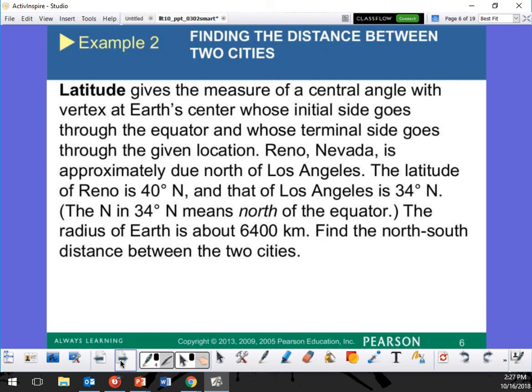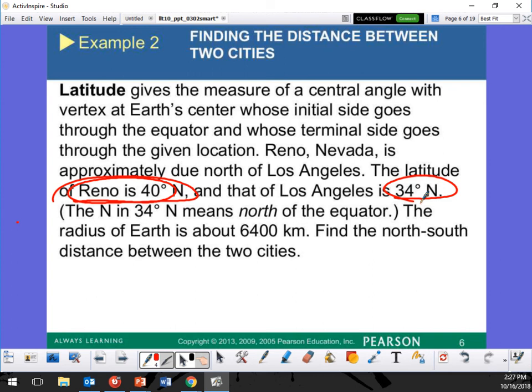Okay, so now let's take a look. We're finding the distance in between north and south latitudes. So Reno is at 40 north. That's important. Los Angeles is at 34 north.